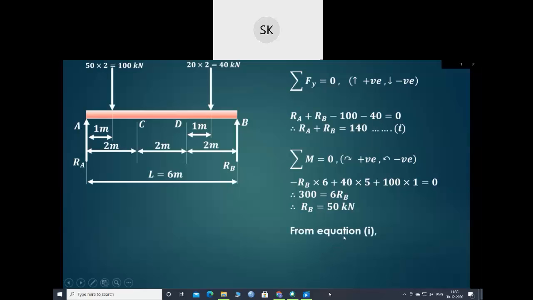Now substitute that value of RB in equation 1, so we'll get the value of RA also. So it is 140 minus RB, that is 90 kilonewton. So the reactions we have calculated as 90 and 50 kilonewton.